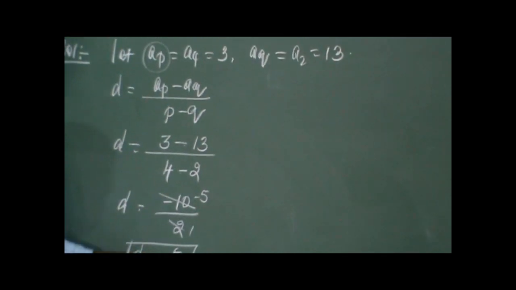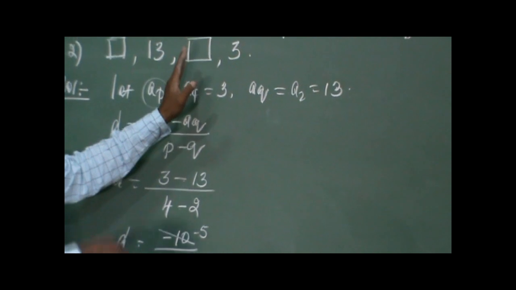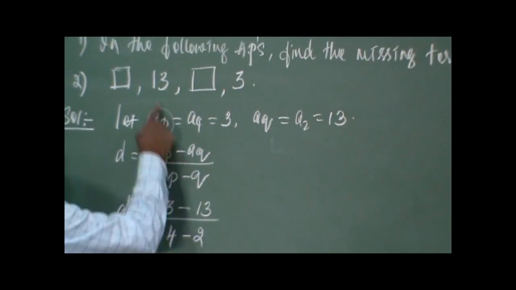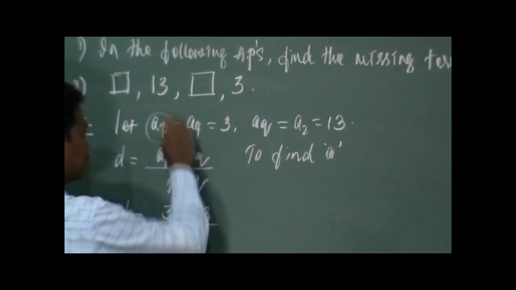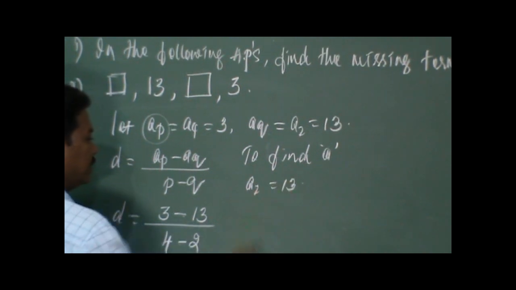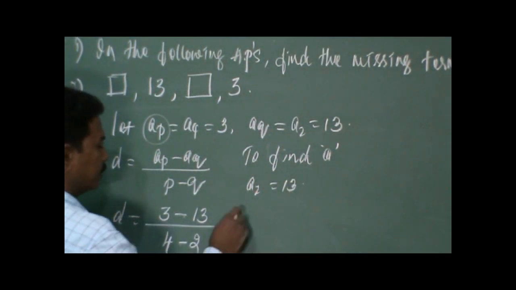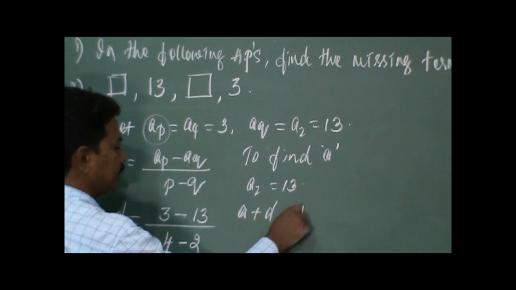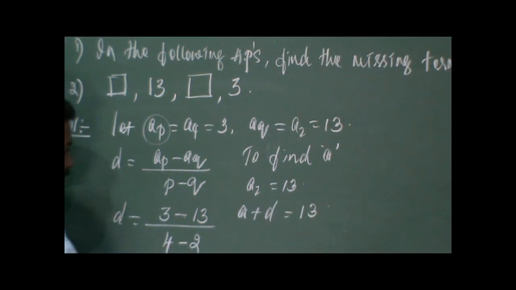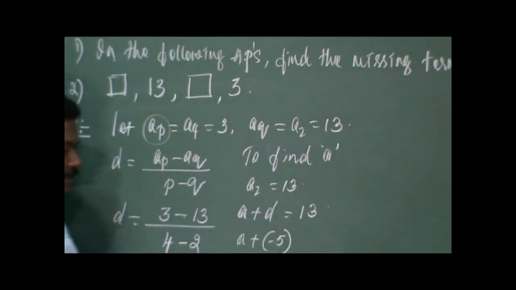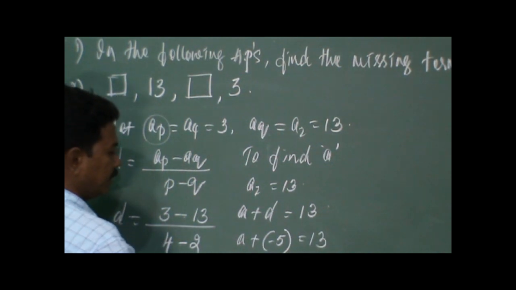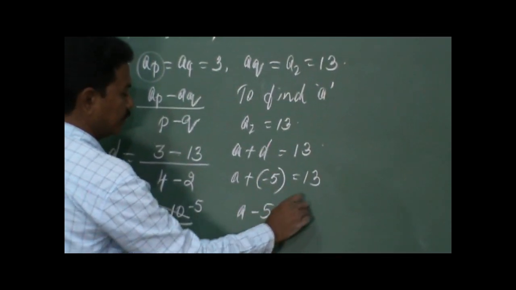Okay. So D we have got. We have to find out the value of A. In order to find the value of A, substitute the value of D in any one of the known terms which is given to you. You can take the second term to find A. So A2 is equal to 30. A2 can be defined as A plus D is equal to 30. So the value of D is ready. A plus D, the value is minus 5, keep it inside brackets, is equal to 30.